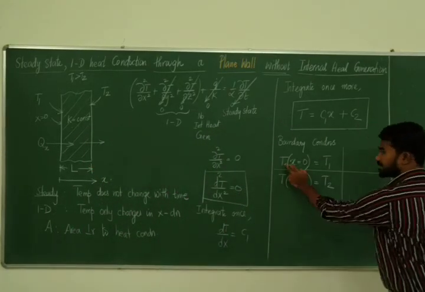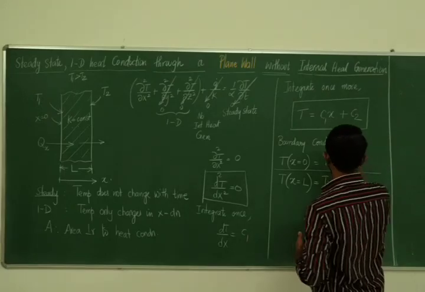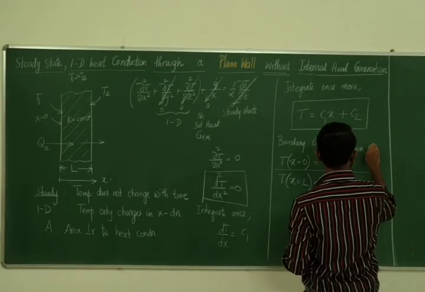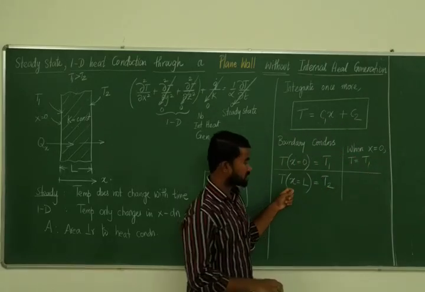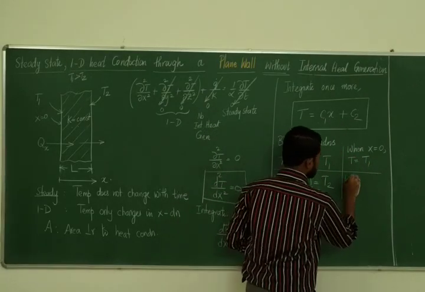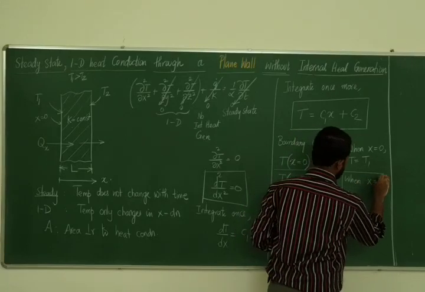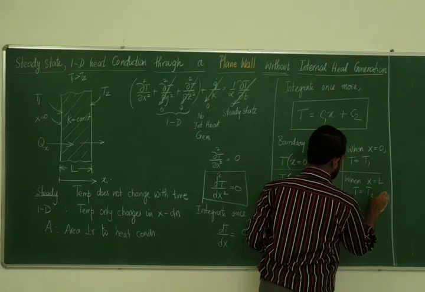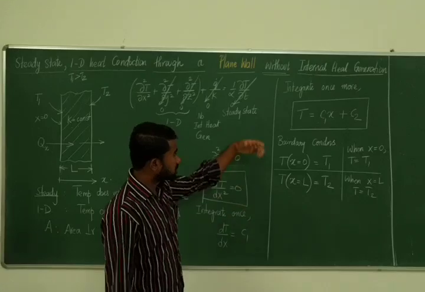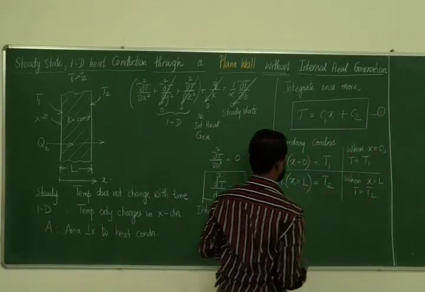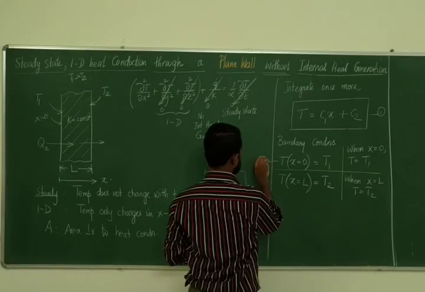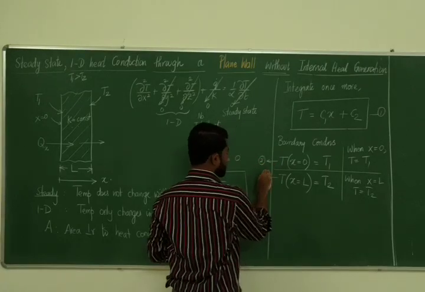We symbolically write it this way, but what is the meaning? The meaning is when x is equal to 0, T equal to T1. What is the meaning of this? When x is equal to L, T is equal to T2. Now we are going to substitute the boundary conditions in this particular equation. Let me call this equation as 1. Let me call this boundary condition as 2. And this boundary condition as 3.